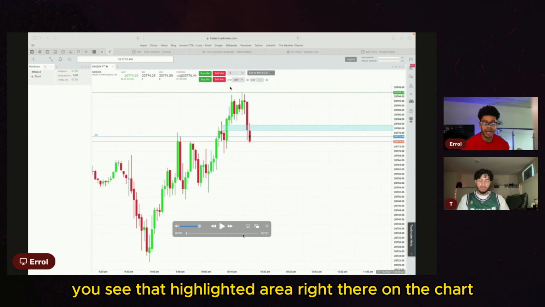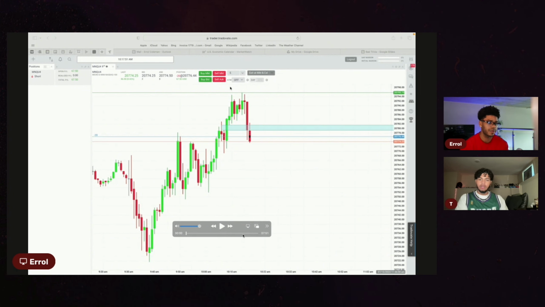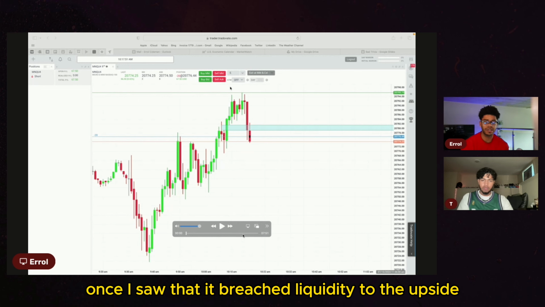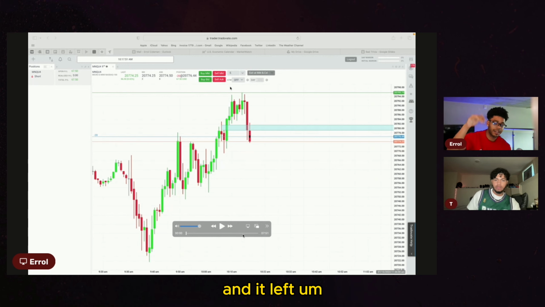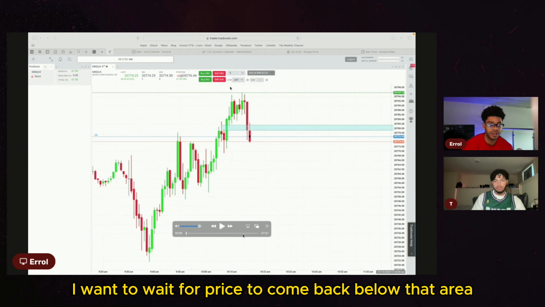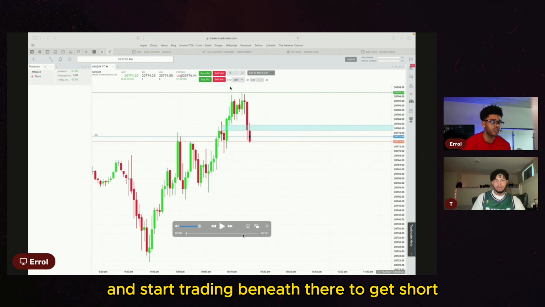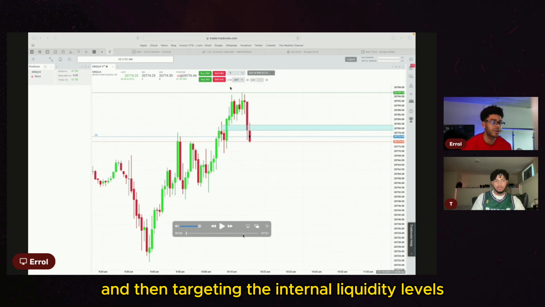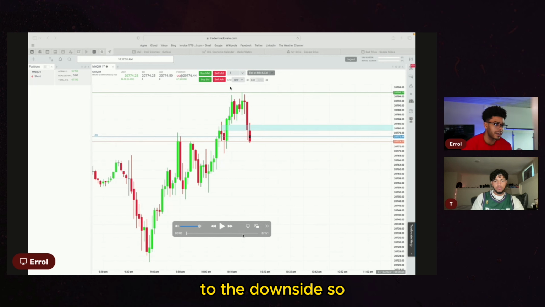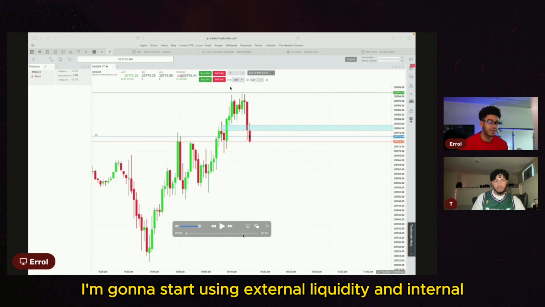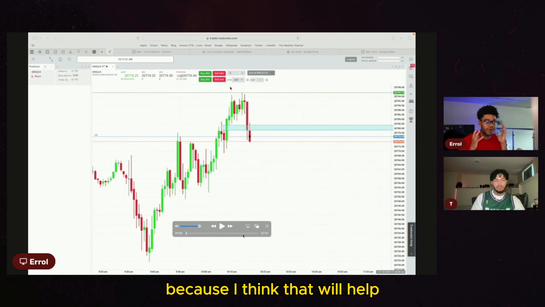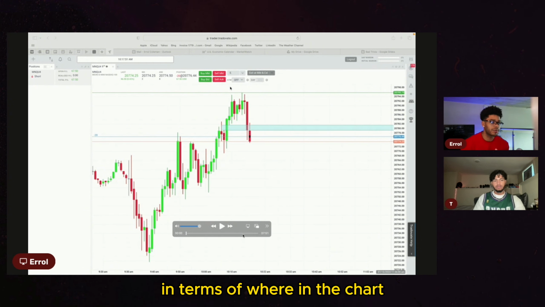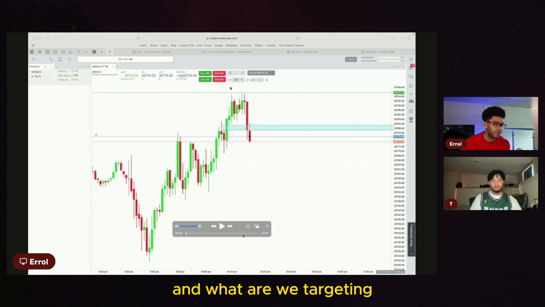But anyways, you see that highlighted area right there on the chart? You talked about yesterday, that's the entry signal. Once I saw that it breached liquidity to the upside and left that area, I wait for price to come back below that area and start trading beneath there to get short, and then target the internal liquidity levels to the downside. I'm going to start using external liquidity and internal liquidity a little bit more often because I think that will make more sense in terms of where in the chart we're looking and what we're targeting.